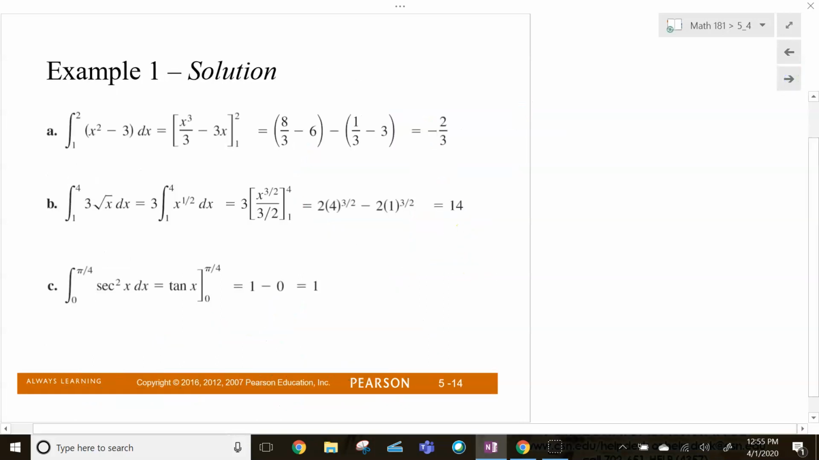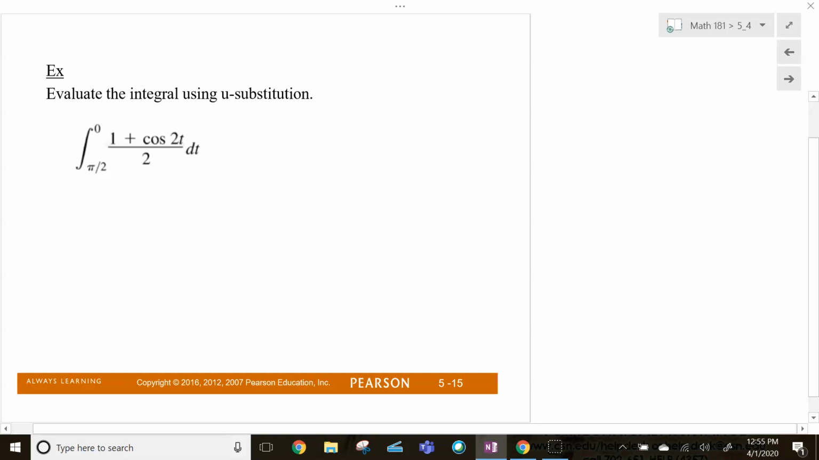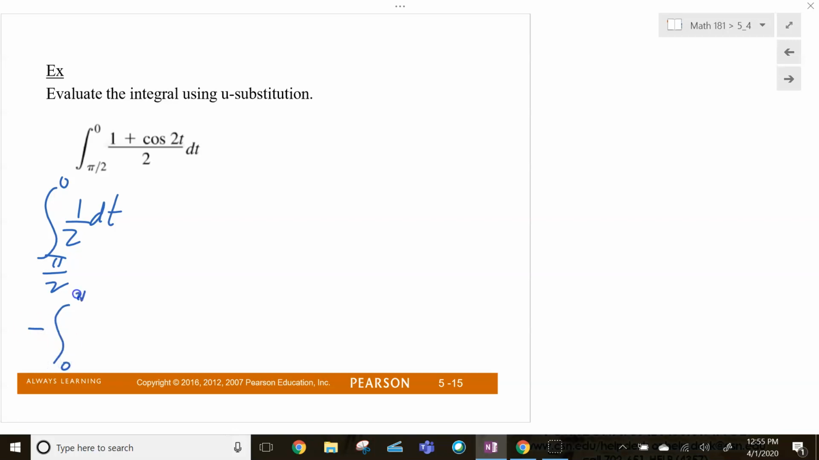All right, how about with some u substitution? Evaluate the integral using u substitution. So first of all, if you split this up, that's a common denominator. So we've got 1/2 dt from pi halves to 0. And then I'm going to also change that up so that I put a negative out front. So we go from 0 to pi halves on that.